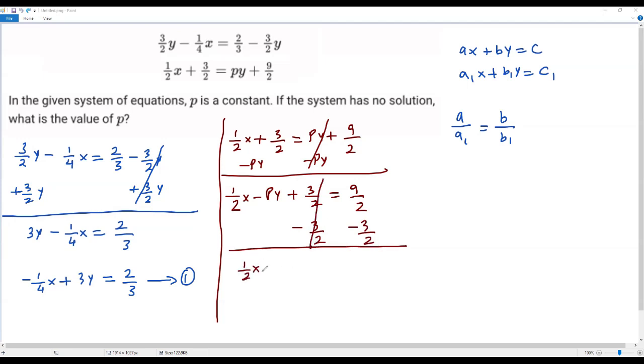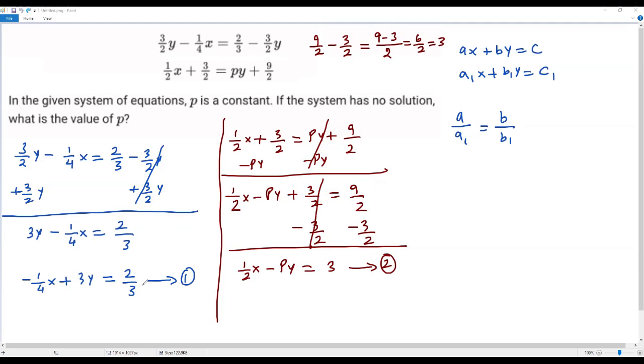I get 1/2 x − py is equal to, let's simplify this separately, 9/2 − 3/2. Since we have the same denominator for both fractions, we can keep the denominator and subtract the numerators. When I do so, 9 − 3 becomes 6, and 6/2 becomes 3. So the simplification of this is 3. I name this equation number 2. Now I have both the given equations in standard form.